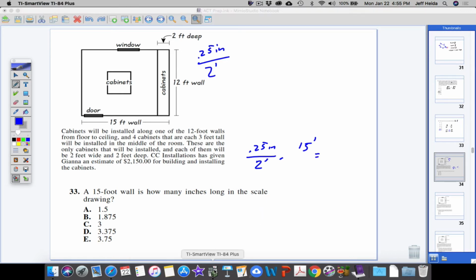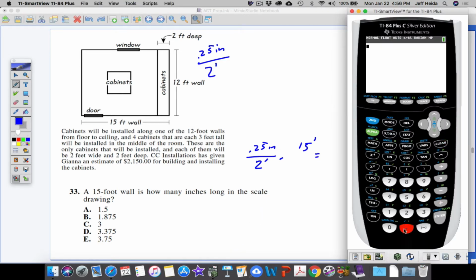So let's pull up the calculator. And we are going to put 0.25 divided by 2 times 15 into the calculator. No need to worry about parentheses, because order of operations, the 0.25 will be divided by 2 before you multiply by 15. And it'll be 1.875 inches. So that is the answer to 33.